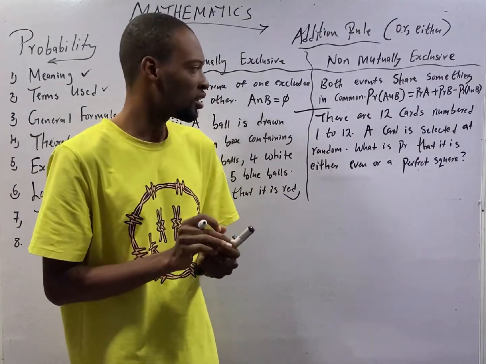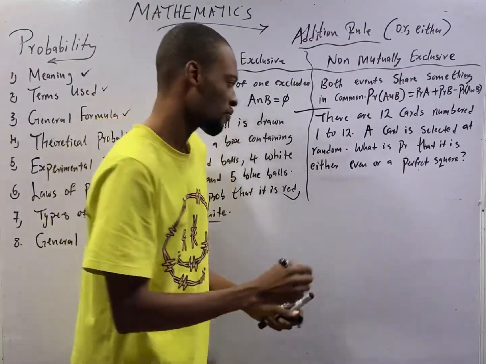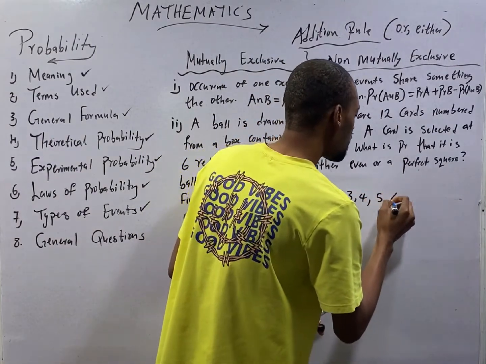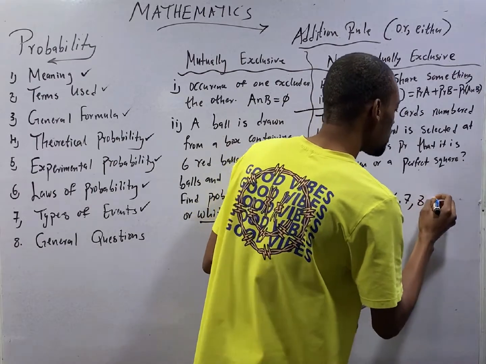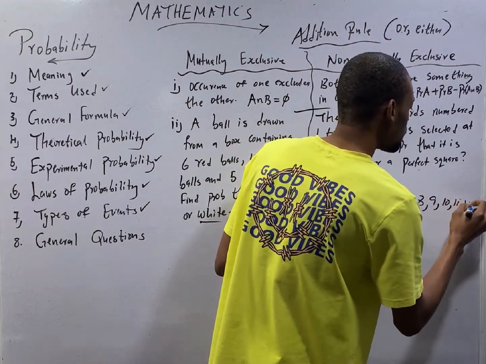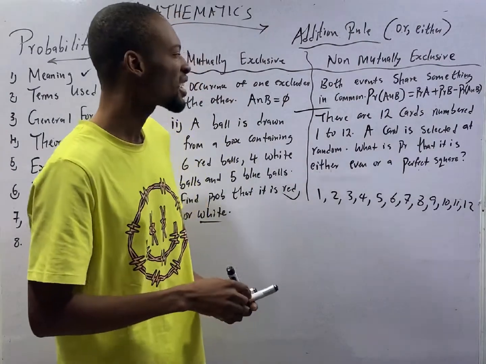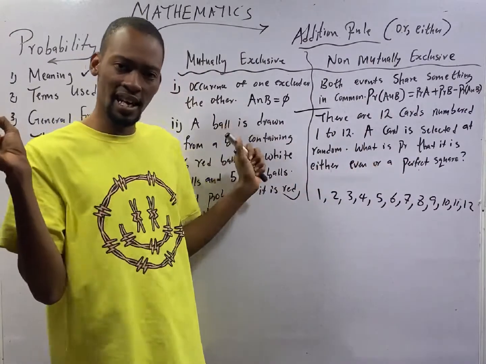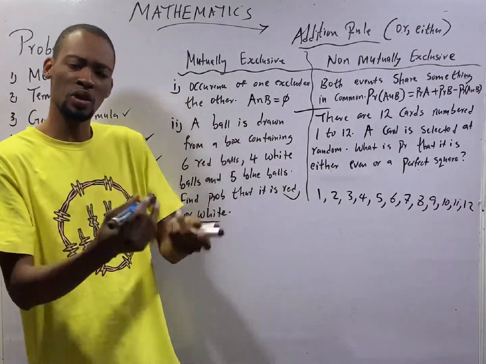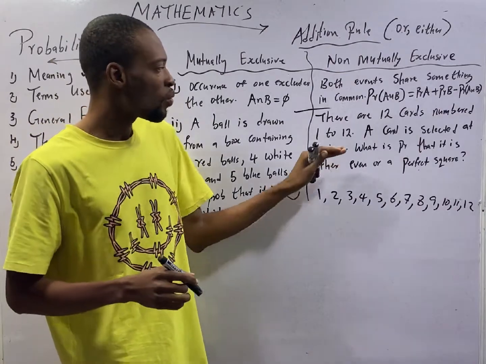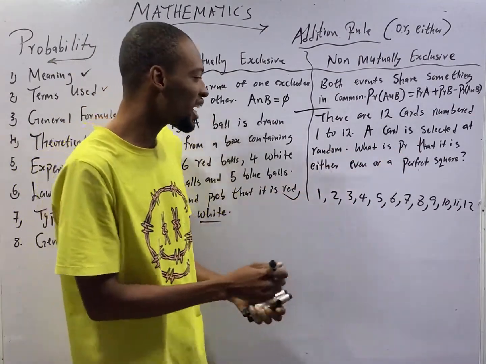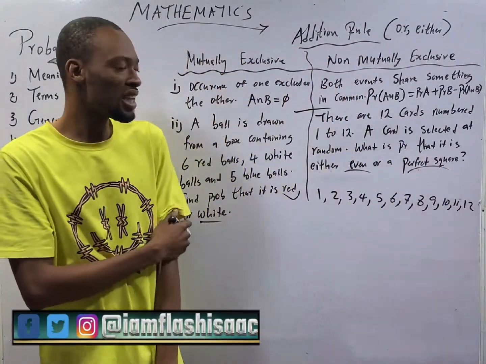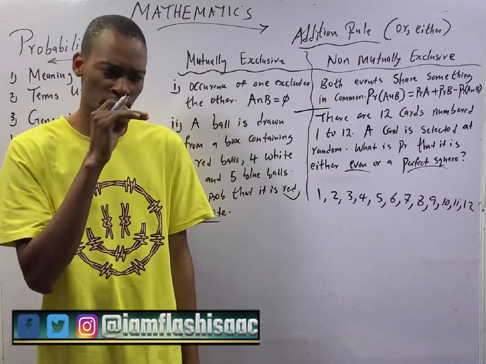There are 12 cards numbered 1 to 12: 1, 2, 3, 4, 5, 6, 7, 8, 9, 10, 11, 12. A card is selected at random, meaning we just pick any card at random without planning or staging it. What is the probability that it is either even or a perfect square?